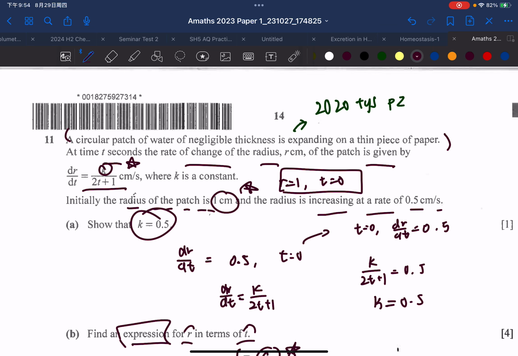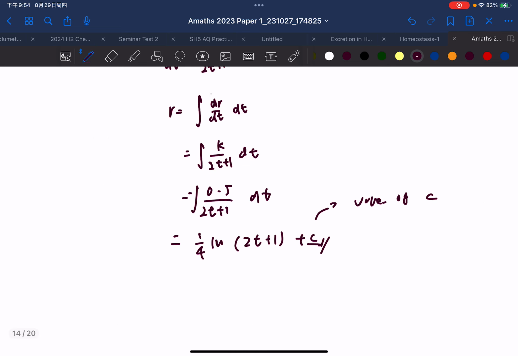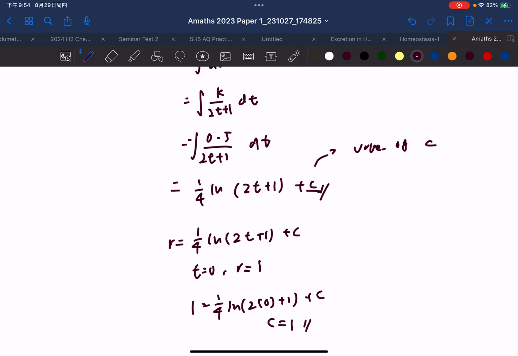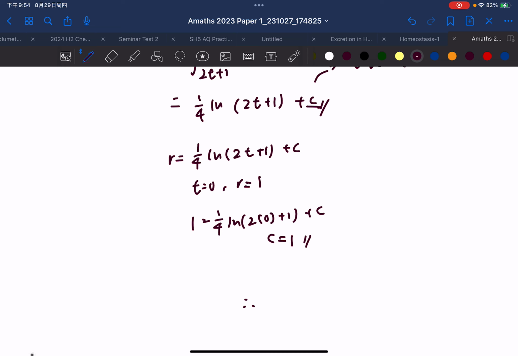How do I find a value for c? What information are we given? The radius, right? Because this is the expression of radius in terms of t, and I am given t equals 0, r equals 1. So I sub in, and I will get that c equals 1. So the actual answer will be r equals 1 over 4 ln(2t plus 1) plus 1.